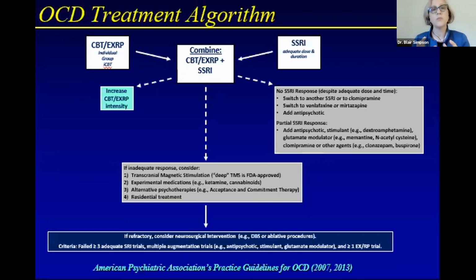All of that data from those trials can then lead to treatment algorithms like this, where you can actually map out what's a first-line treatment with the best effects. What do you do if that doesn't work? What do you do next?